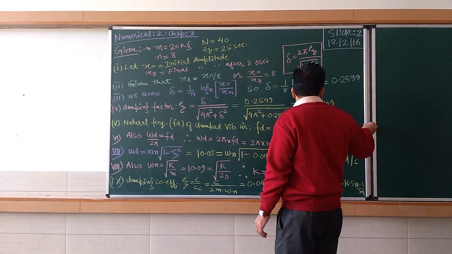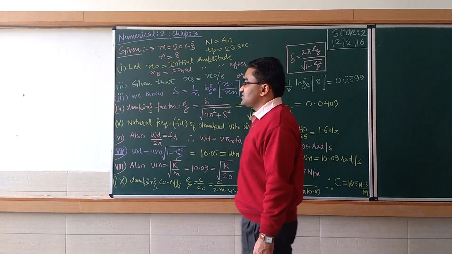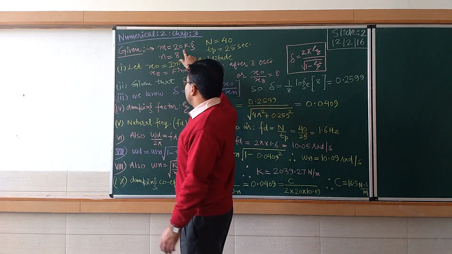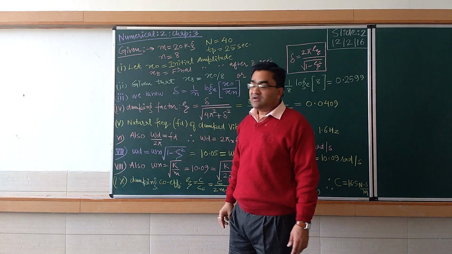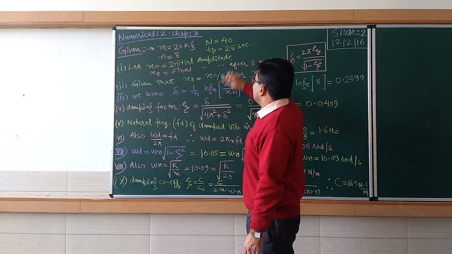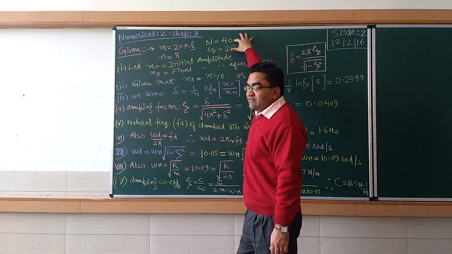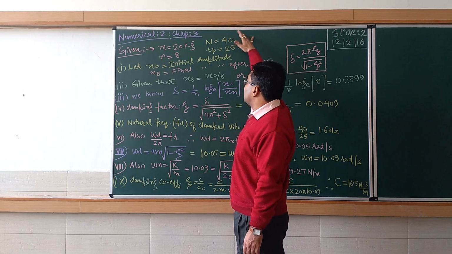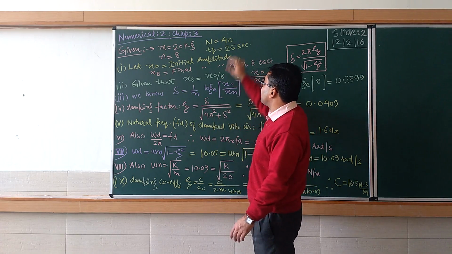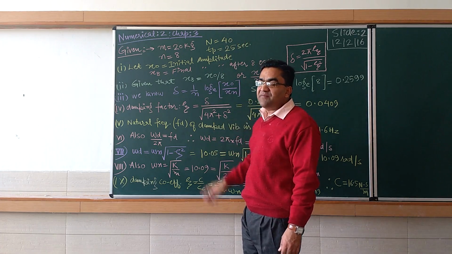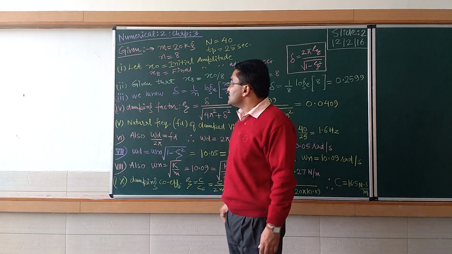In this numerical, we have been given a system whose mass is m and the system is having 8 oscillations. Moreover, it is also given that it completes 40 cycles in 25 seconds. This is also given the frequency. From here, we can find out the damped frequency of the system.